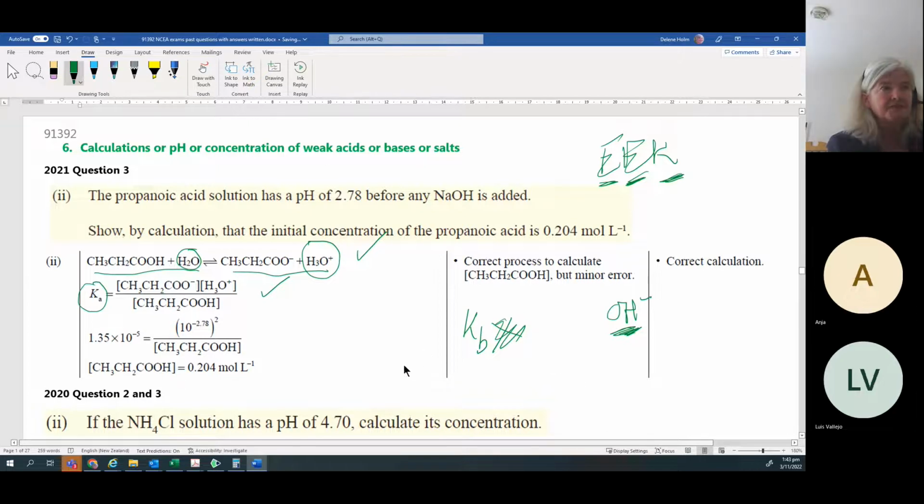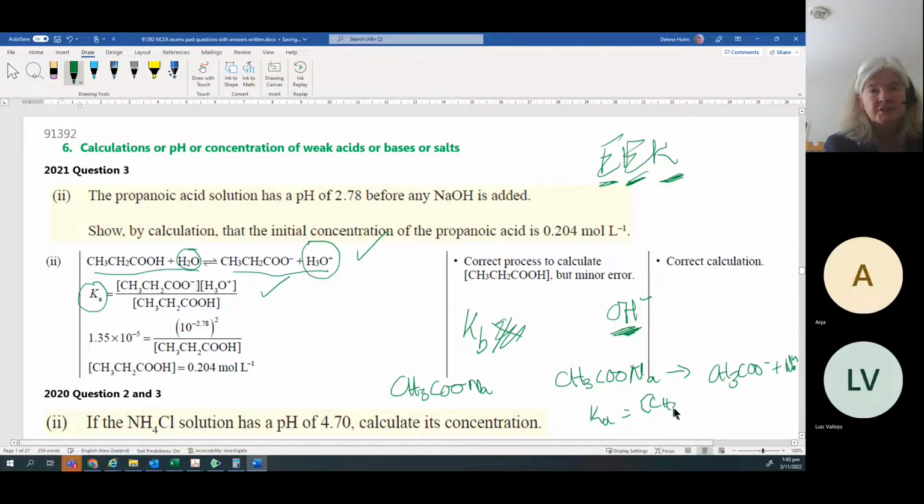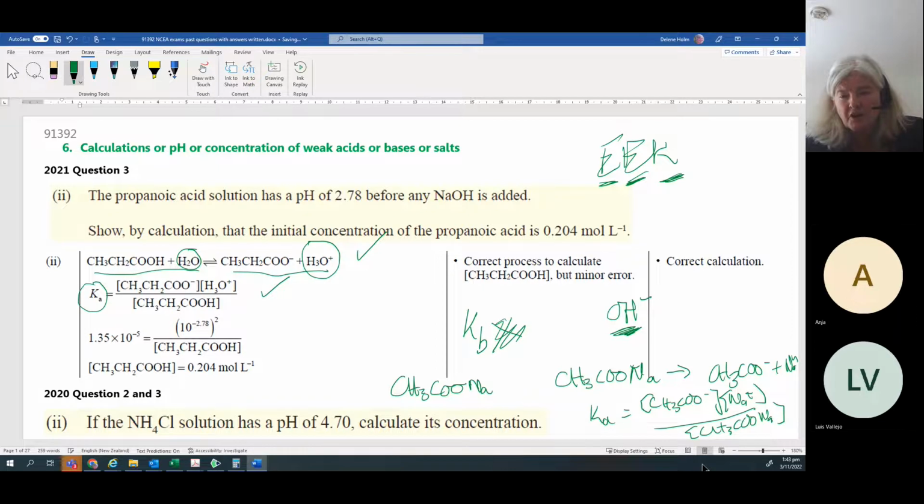So as an example of this, if you had, say, a solution of CH3COONa, and they ask you to calculate the pH of this solution, don't go CH3COONa gives you CH3COO minus plus Na plus, and therefore Ka is equal to CH3COO minus, Na plus, all over CH3COONa. Can I do that, or have I just written a whole load of nonsense?